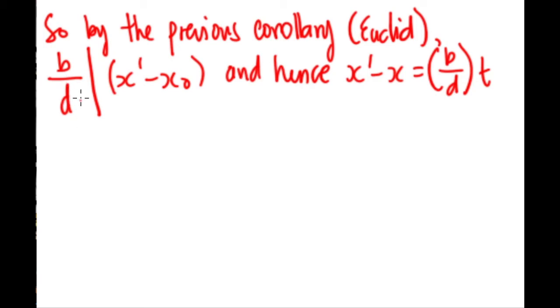Since this b over d is a factor of x prime minus x sub 0, therefore this is equal to this one factor times a certain factor to make it like that. So we will call that t for some integer t. Well, this is part of the proof still.